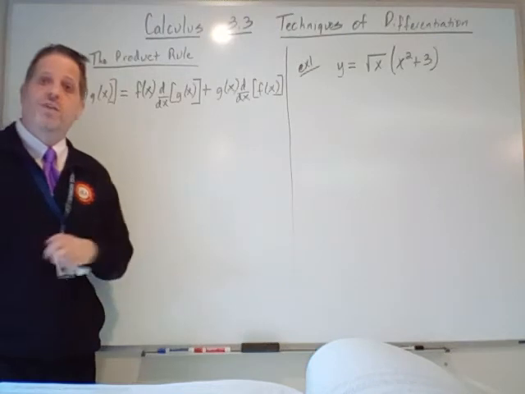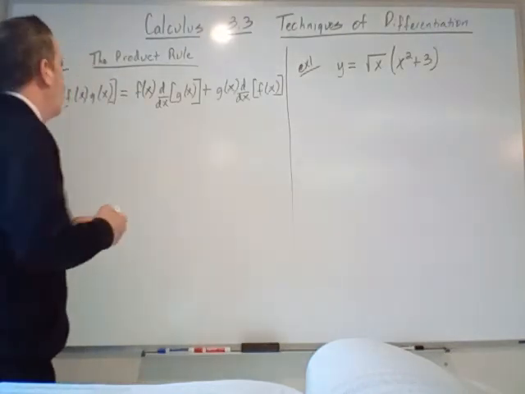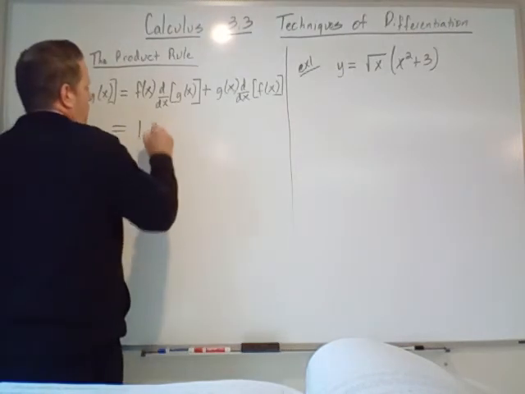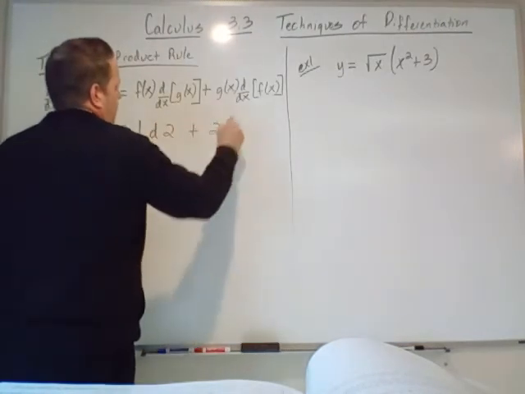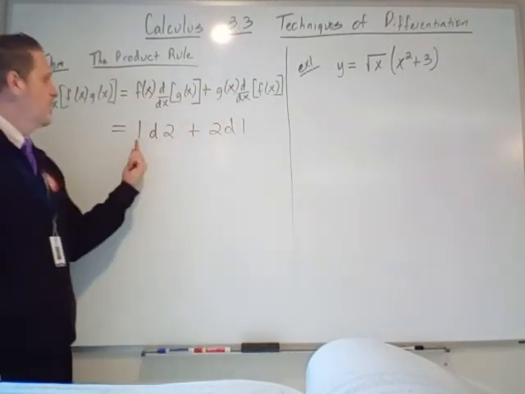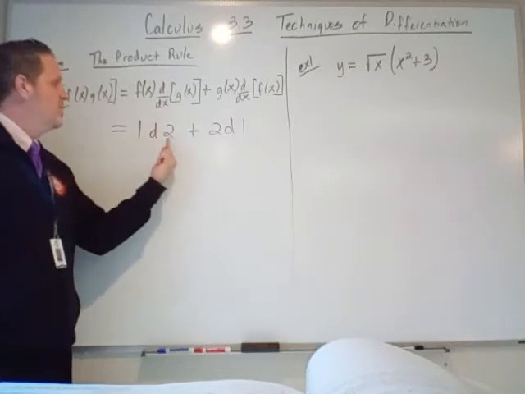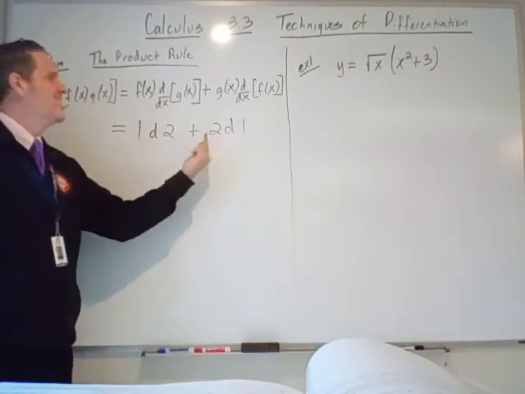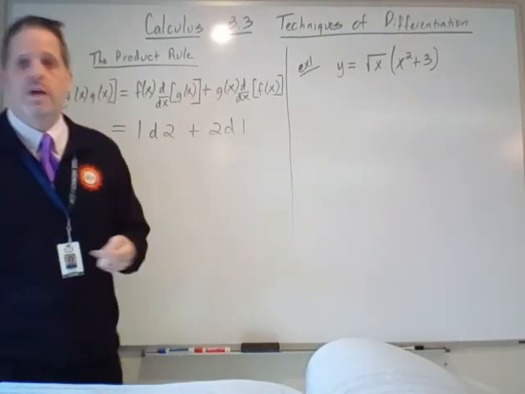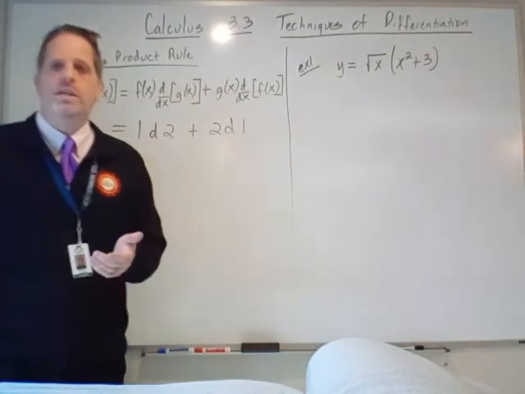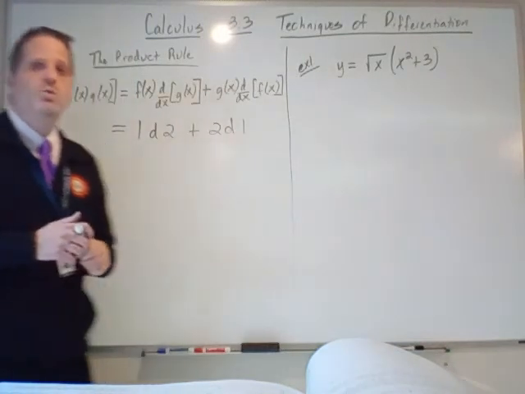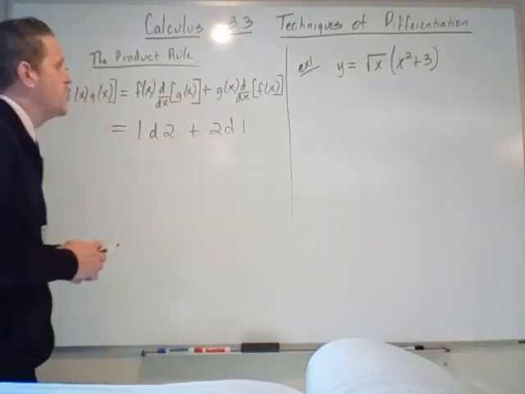Now, the mnemonic device in remembering that is 1d2 plus 2d1, where the d stands for derivative. So I take the first function times the derivative of the second function plus the second function times the derivative of the first function. 1d2 plus 2d1. Okay, let's put this into action.